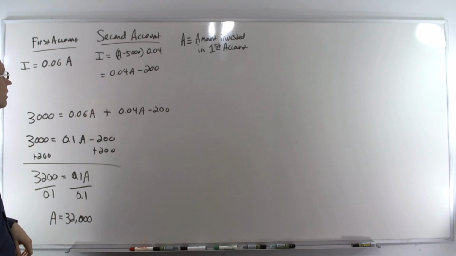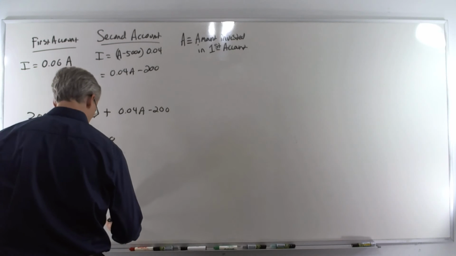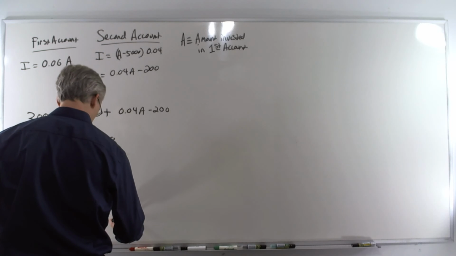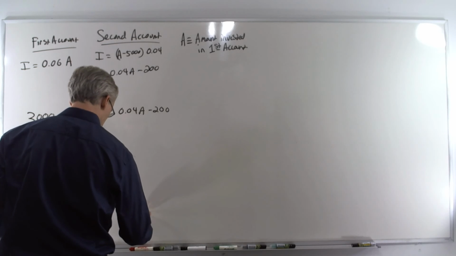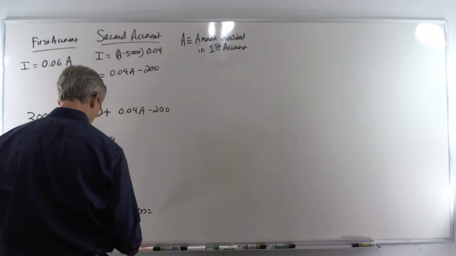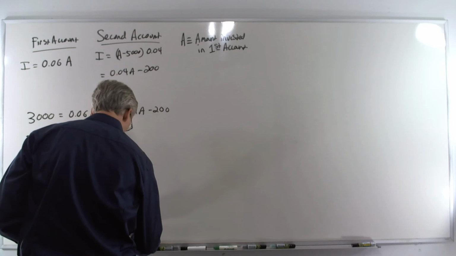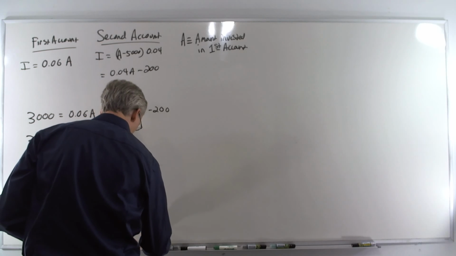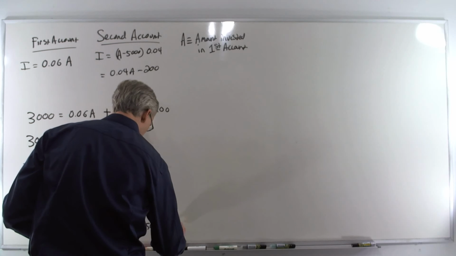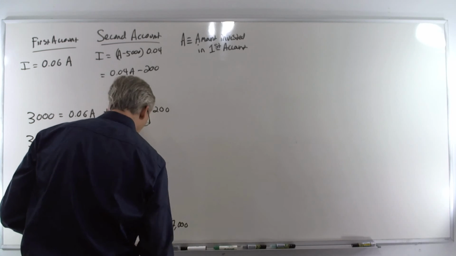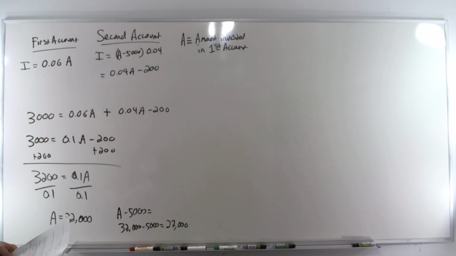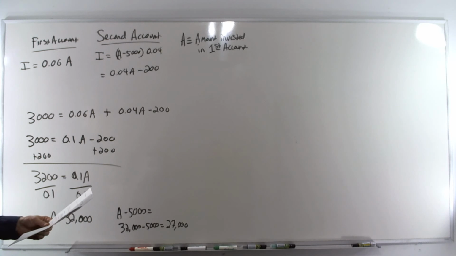Now that we know A, we can find the amount in the second account. That's going to be A minus 5,000. And that's going to be 27,000. All right, so that gives us our two amounts.